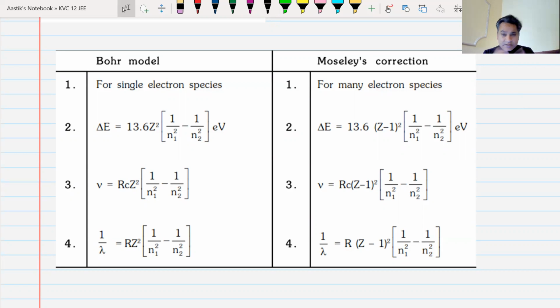And you can see in place of Z, it is Z minus 1, that is, for the K series, B is given as 1. So these are the corrections given. This is known as the effective atomic number. Do we understand this? We call it Moseley's correction of Bohr's model. Introduce this Z minus 1 for K alpha, for K series. This is for K series transition.